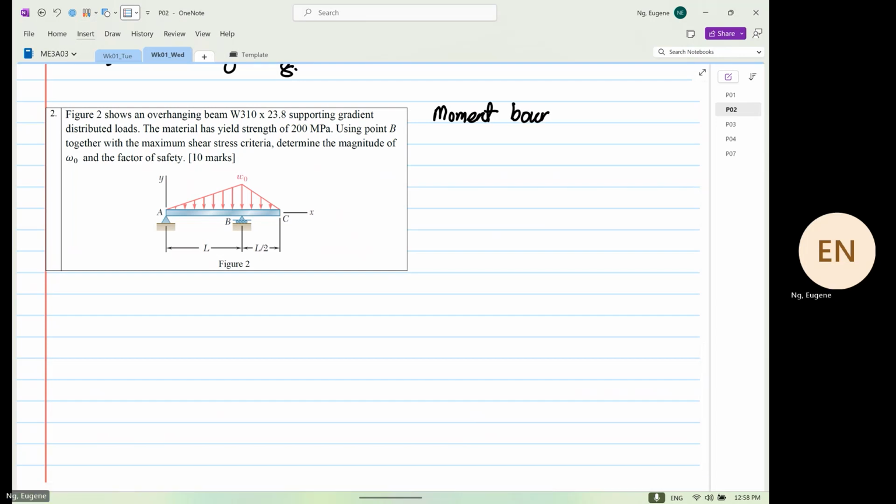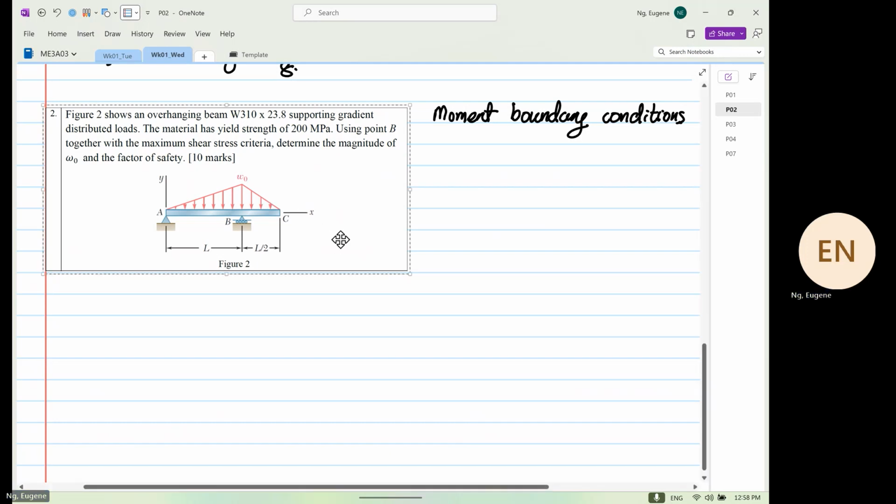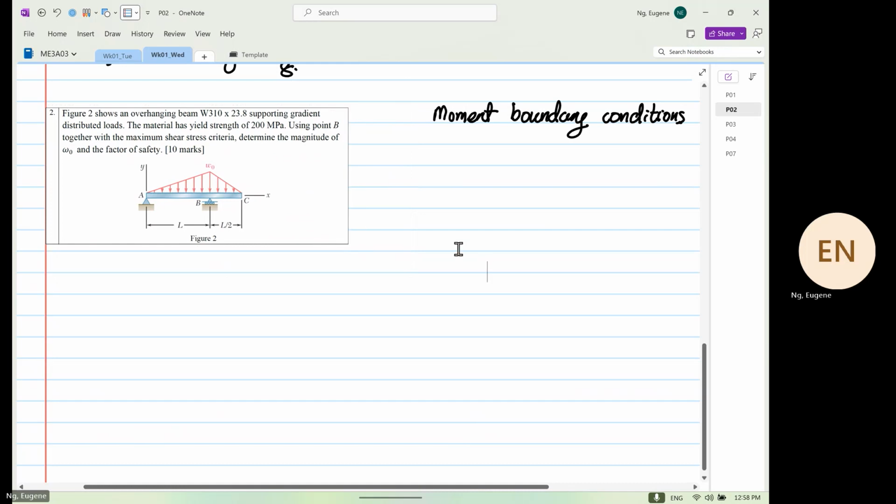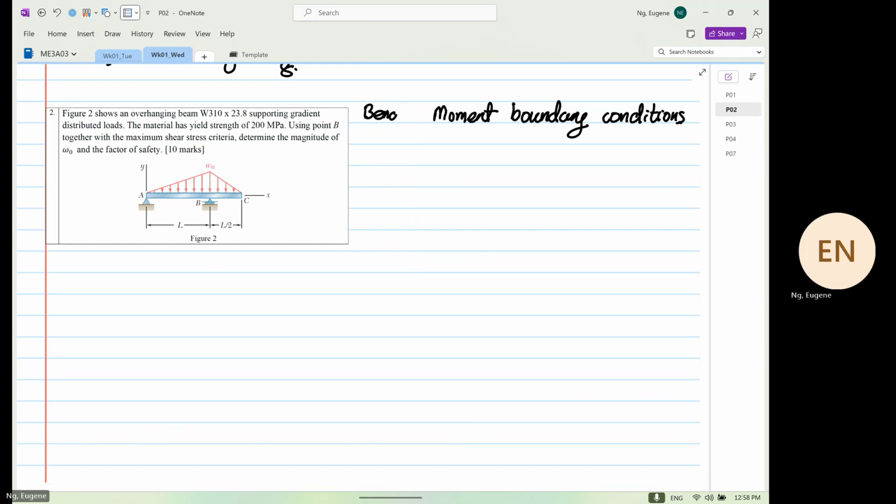boundary conditions. Okay, we are going to focus on the boundary moment, not moment, bending moment. I do apologize. Sometimes it's very clear, sometimes it's not so clear.